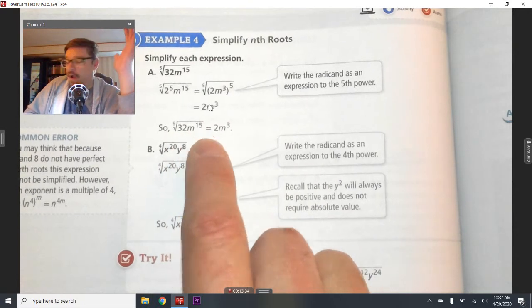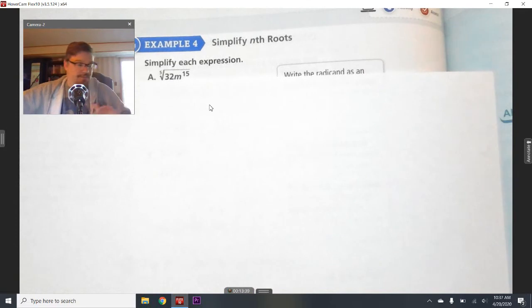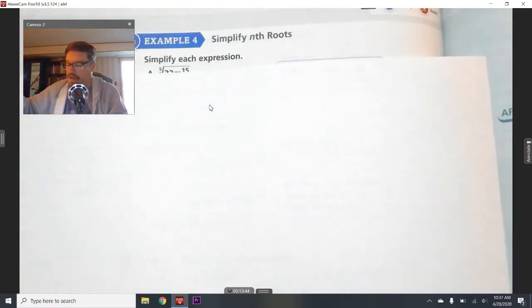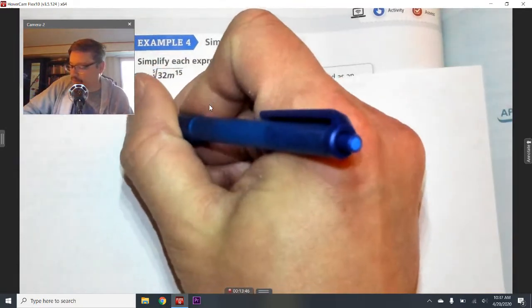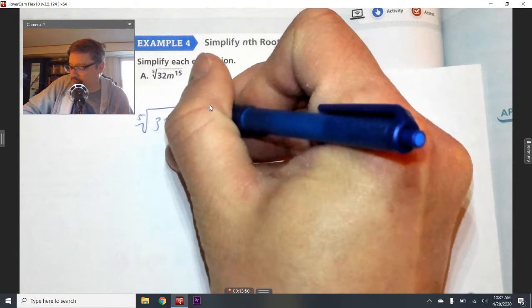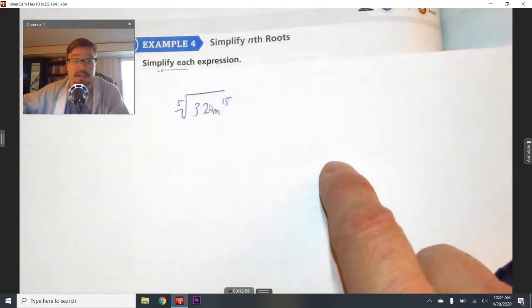Okay, now I would like to show you a different way to do it. This is, I think, superior. Okay, I like to look at it like this. I'm going to take the 5th power here. I like to do the numbers and the variables separately. All right, I don't actually like to simplify it like this. I like to look at it like this.